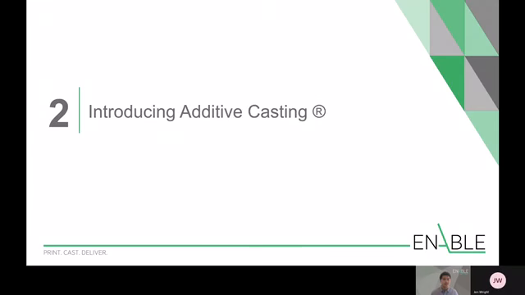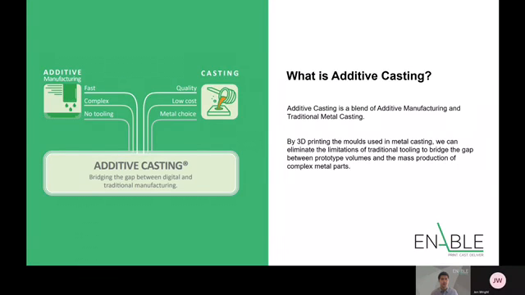So what exactly is additive casting? Additive casting is a blend of additive manufacturing and traditional metal casting. Additive manufacturing is used to 3D print the sacrificial molds and patterns used in metal casting, eliminating the need for tooling and all of its associated design limitations, such as draft angles, for example.